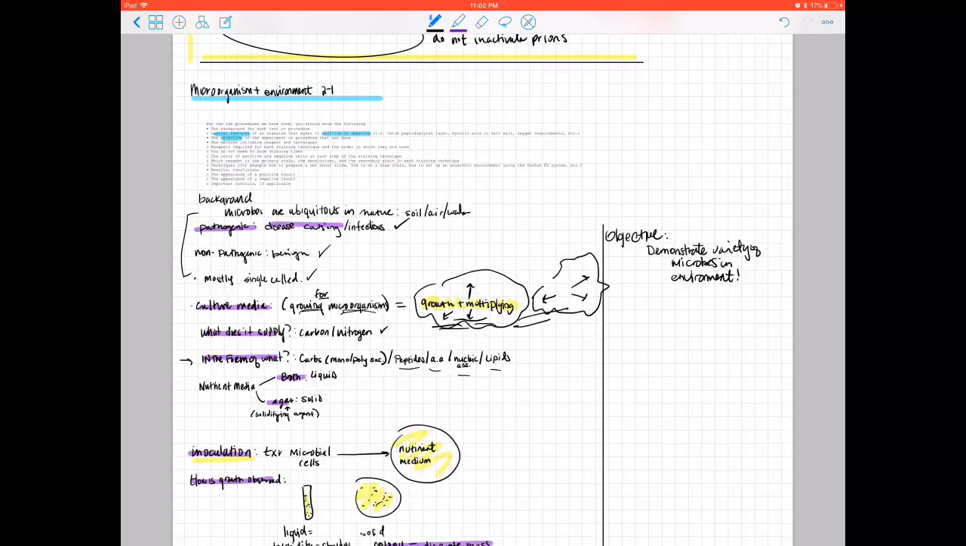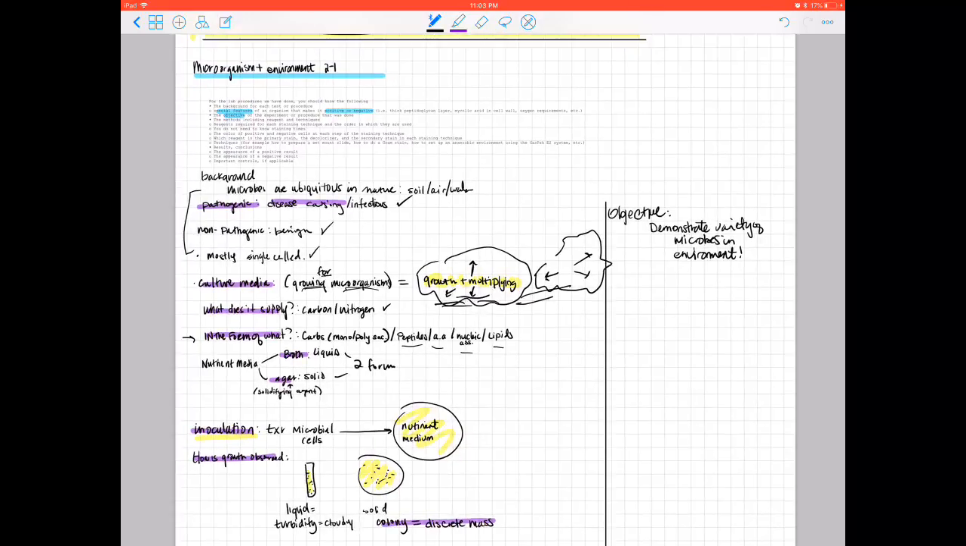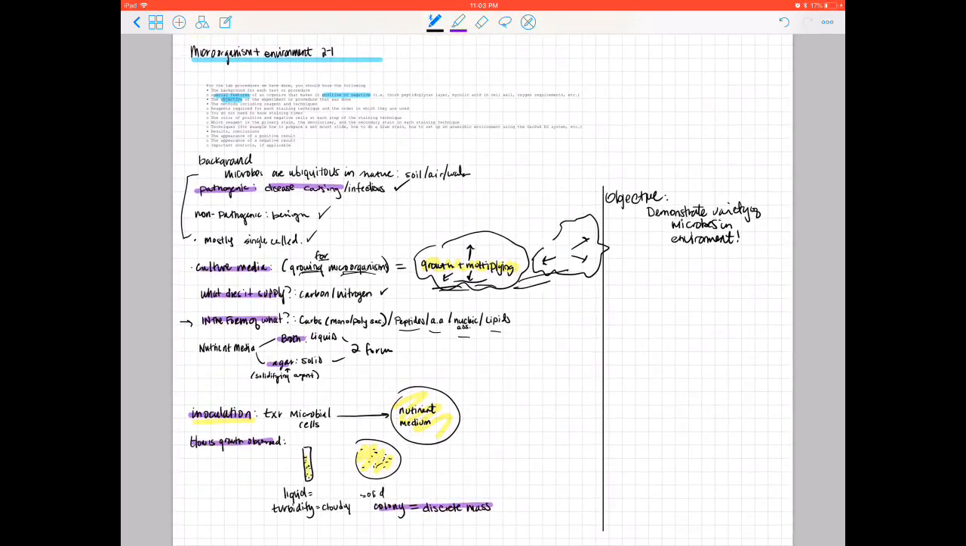Okay? So bringing that all together, you have your nutrient media, right? Your nutrient media can be in two forms. One form is liquid and the other form is a solid. Agar is the solidifying agent, and then we have our broth, which is the liquid form. All right? So now let's get into another term.